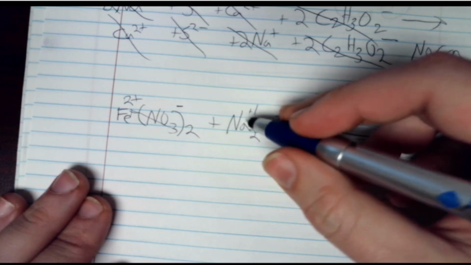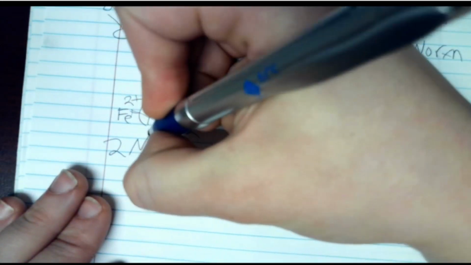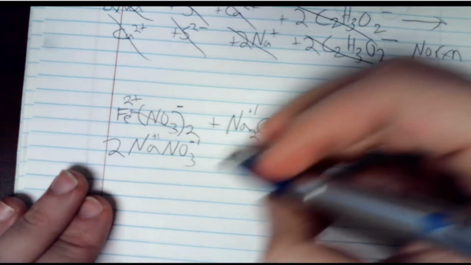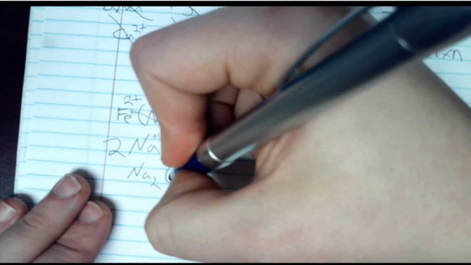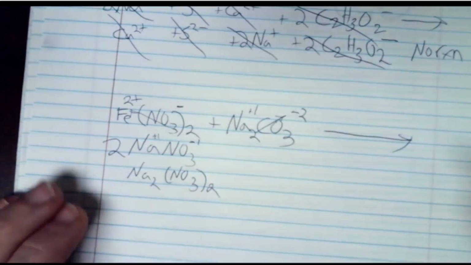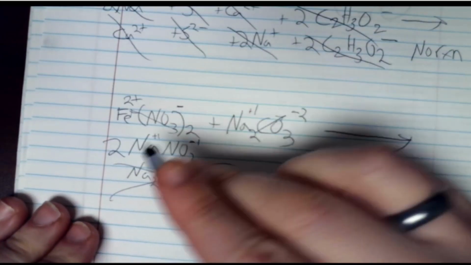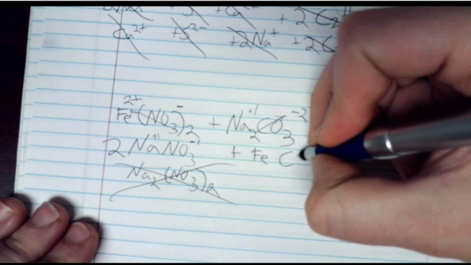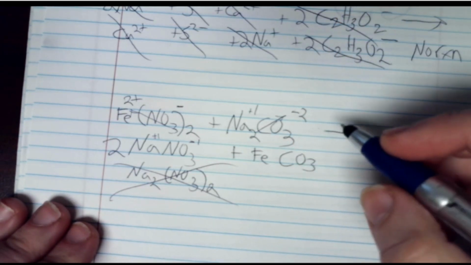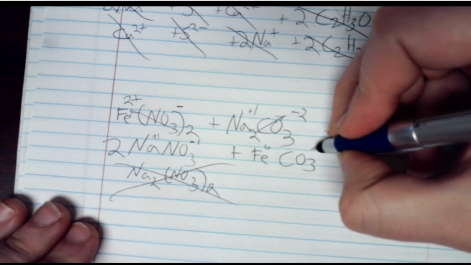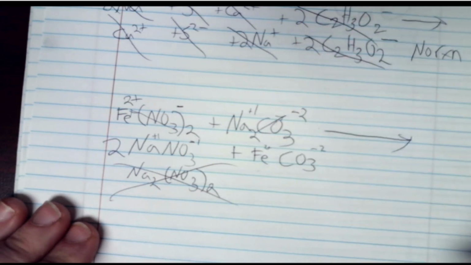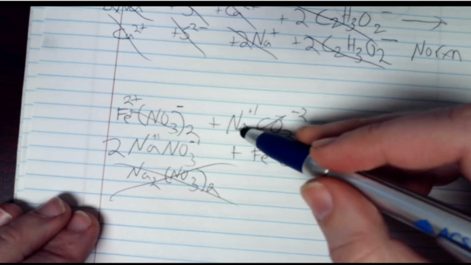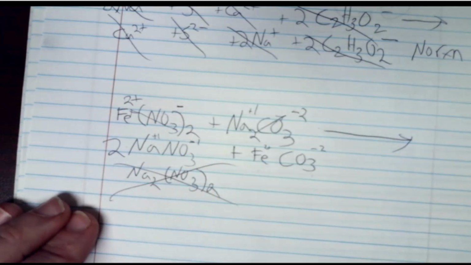So let's swap places. So we can have 2 NaNO3, +1 and -1. That is not what we want. So 2 NaNO3, and Fe2 plus mixes with CO3 2 minus to be neutral. 2 plus, 2 minus. Flip them down, 2 and 2 simplifies to 1 and 1. 1 iron, 1 iron. 1 carbonate, 1 carbonate. 2 sodiums, 2 sodiums, 2 nitrates, 2 nitrates.